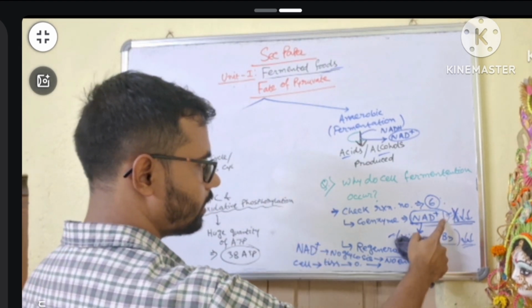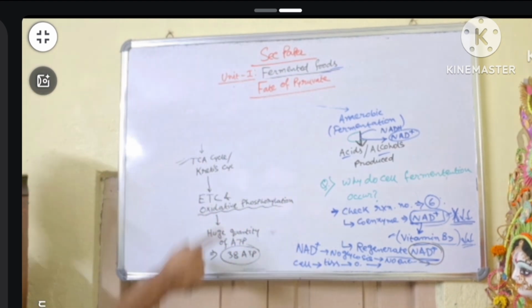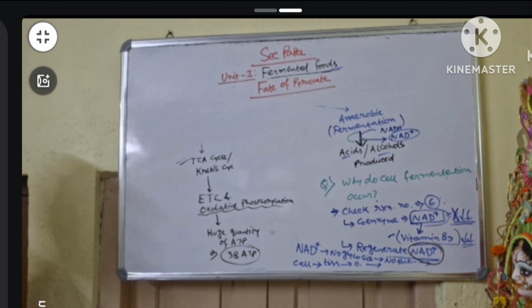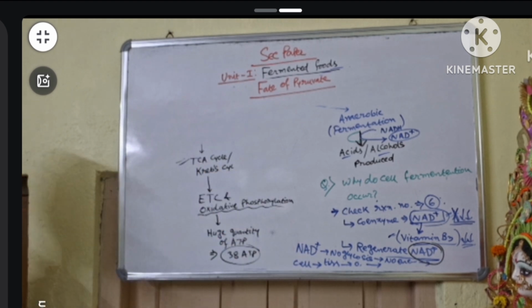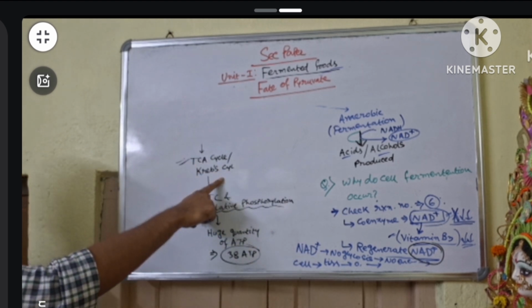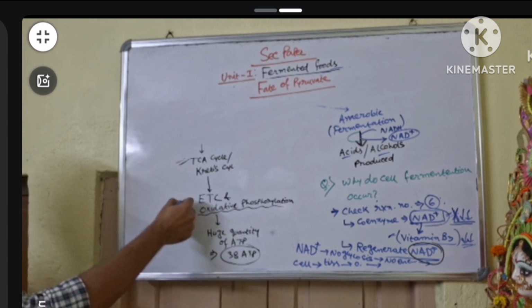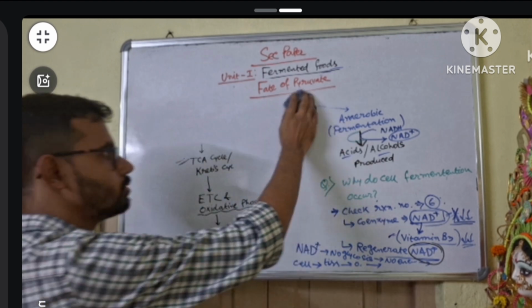So NAD plus regeneration is critical. In the aerobic cycle also, during the TCA cycle, NAD plus is regenerated. Check the cycle in the book. In the TCA cycle, NADH is converted to NAD plus. If NAD plus is not regenerated, glycolysis stops soon.